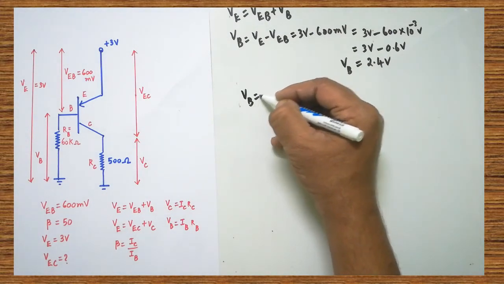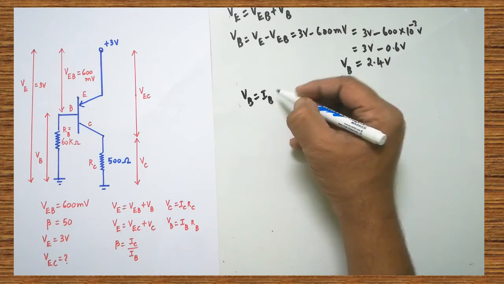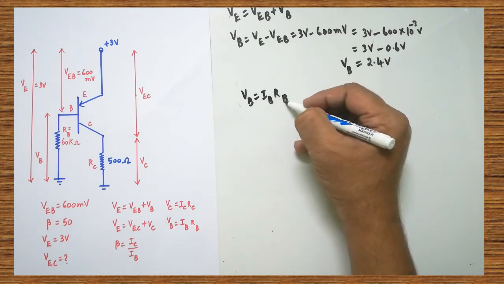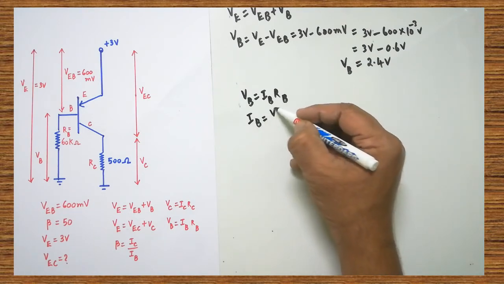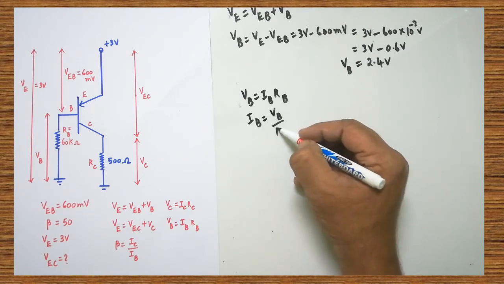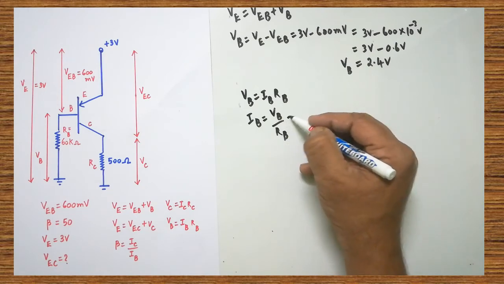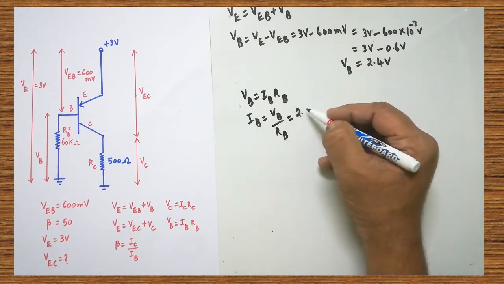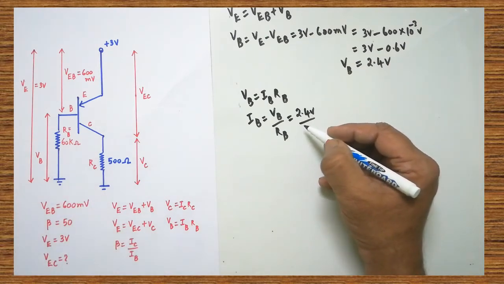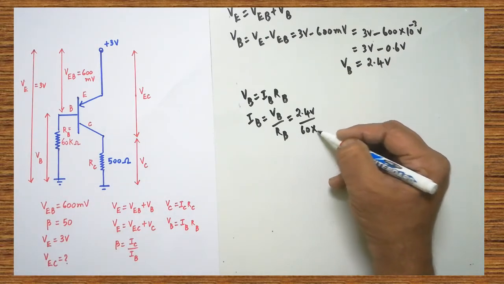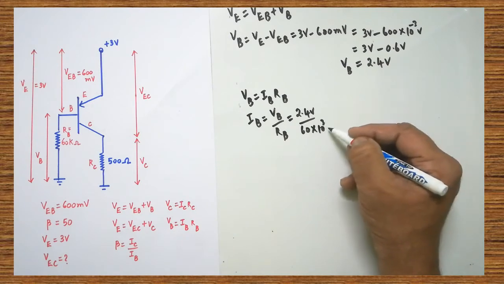VB is equal to IB into RB. So calculate IB now. IB is equal to VB divided by RB. Are you clear? What is the value of VB? 2.4 volt divided by 60 kilo ohm. 60 kilo ohm is 60 into 10 to the power of 3 ohm.